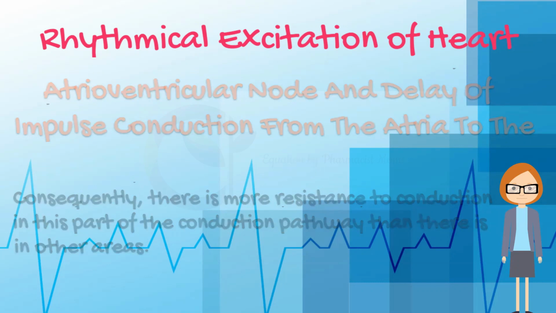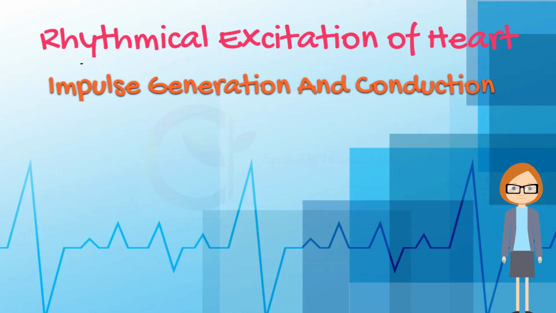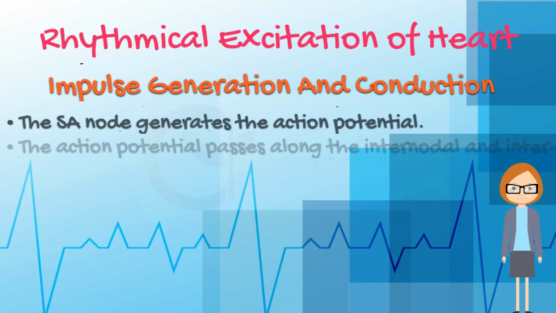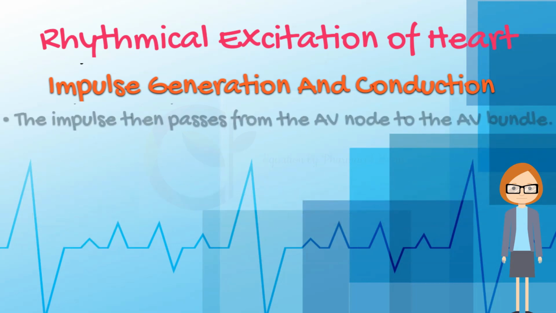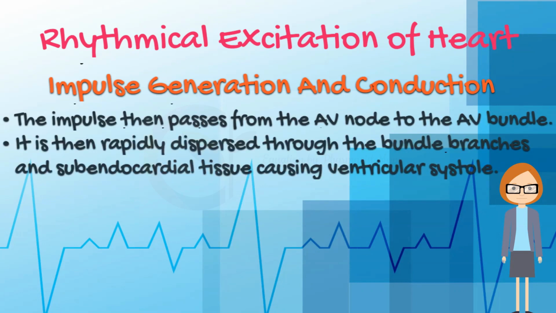Now let's put all that information together and outline the cardiac conduction steps. The SA node generates the action potential. The action potential passes along the internodal and interatrial conduction pathways, causing atrial systole. The impulse arrives at the AV node and is slowed down to facilitate ventricular filling, that is, ventricular diastole. The impulse then passes from the AV node to the AV bundle. It is then rapidly dispersed through the bundle branches and subendocardial tissue, causing ventricular systole.